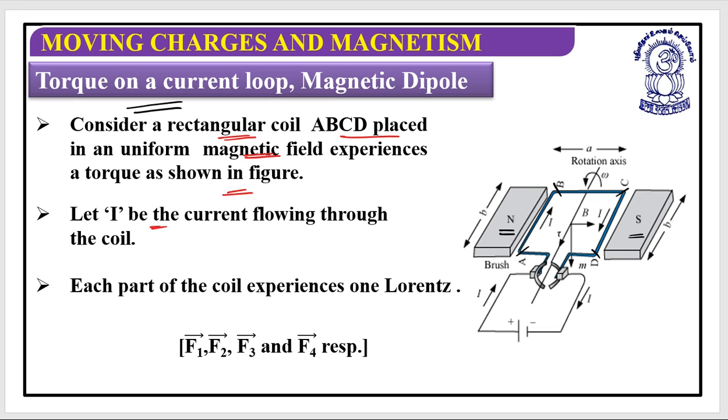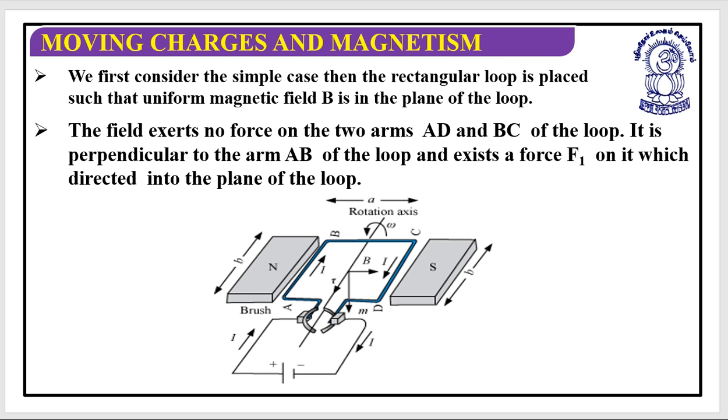Let's suppose I is the current flowing through the coil, and each part of the coil experiences a Lorentz force, F1, F2, F3 and F4 respectively, that we have considered. So let's first consider the simple case. The rectangular loop is placed such that the uniform magnetic field B is in the plane of the loop. It is in this direction, in the plane of the loop.